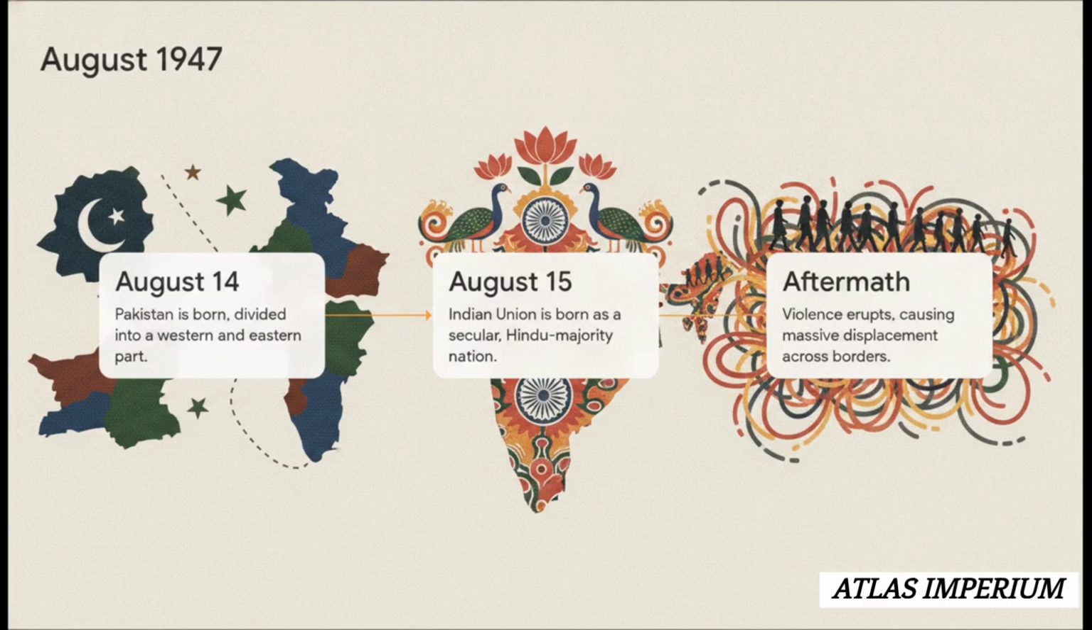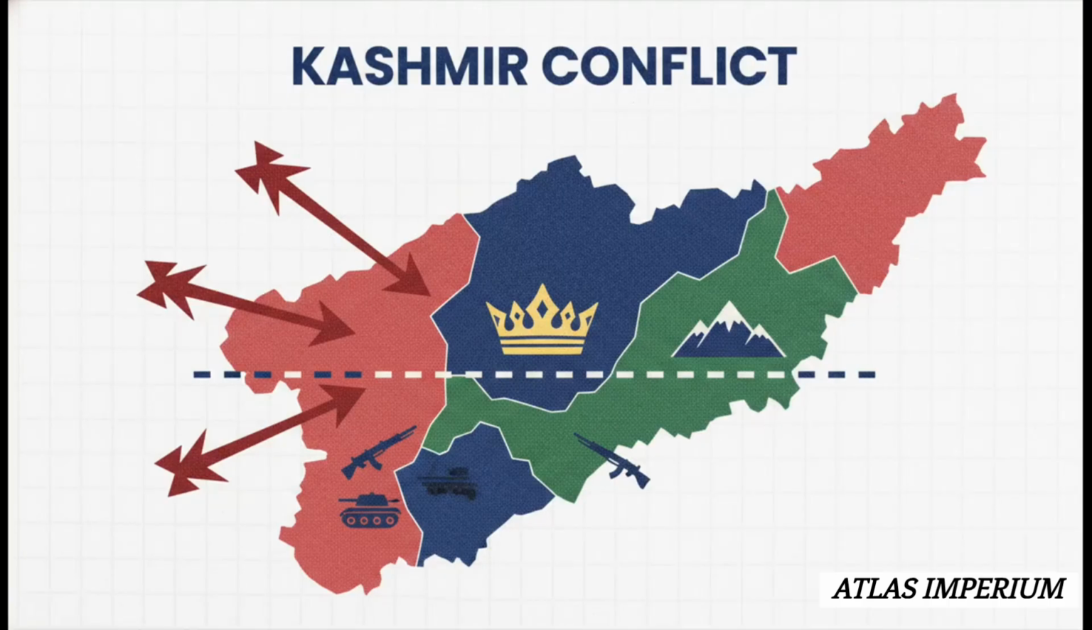But the aftermath? It was tragic. Massive displacement and violence erupted along these brand new borders. Millions of people were forced to flee from one country to the other, displaced purely based on their religion. And redrawing these maps instantly sparked conflict in Jammu and Kashmir. It was an incredibly complex situation.